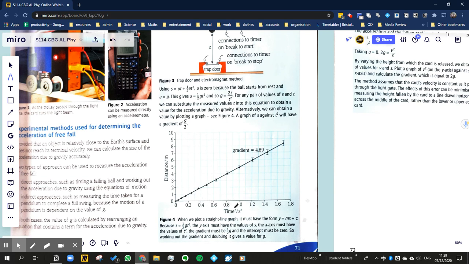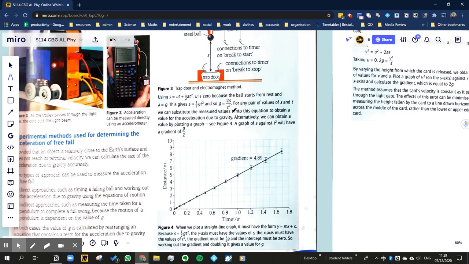Now they've plotted time squared, and this is a new skill specific to A level. It doesn't come up in GCSE really, or they've just started to bring it in. If I plotted distance against time, we can see from the equation that you'd get a square relationship. So in order to test our theory properly, we're going to plot it against t squared, and we will get a linear relationship. So we'll get a straight line.